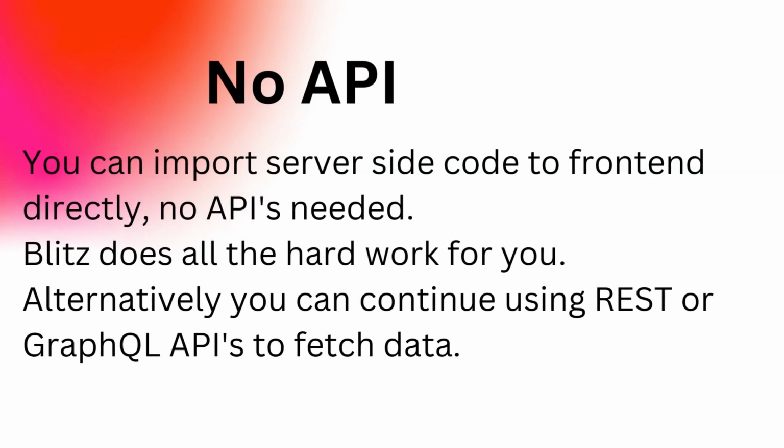The first one is no API. Say you want to talk to a database. You write some backend code to talk to the database, like get the data, update the data, etc. Now you can import server-side code to the front end directly. You don't need to add an API layer on top of that. That work is done by BlitzJS. This does not mean that you cannot use traditional REST APIs or GraphQL APIs. You can continue doing that, but this approach saves you a lot of time. You can directly use the server-side code on the front end. This is the first thing.